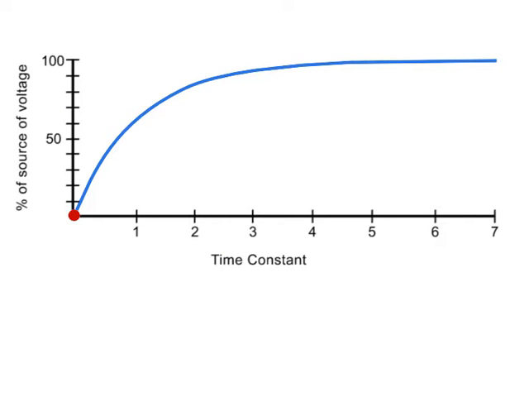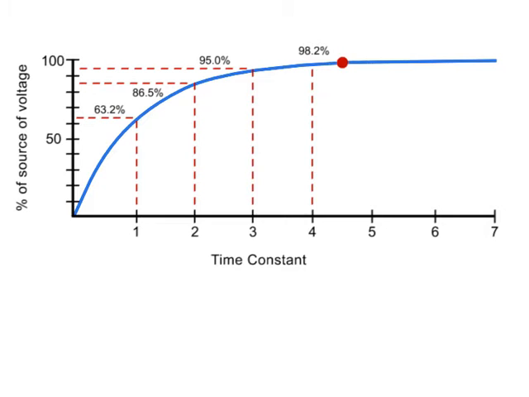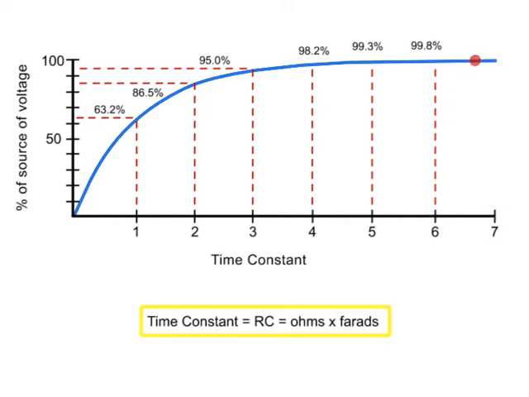All capacitors charge at the same percentage rate. Based on the universal charge curve, after one time constant, the capacitor will have reached 63.2% of its potential, 86.5% after two time constants, and so on. After 5 time constants, the capacitor has reached 99.3% of its potential and is considered essentially charged. A time constant in seconds is equal to the resistance of the circuit in ohms multiplied by the value of the capacitance in farads.